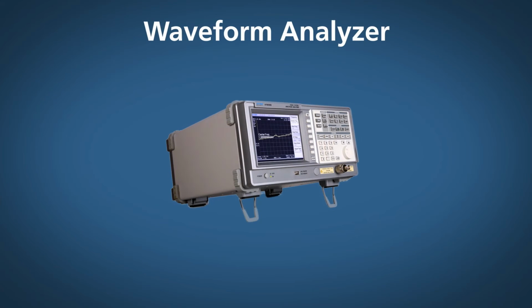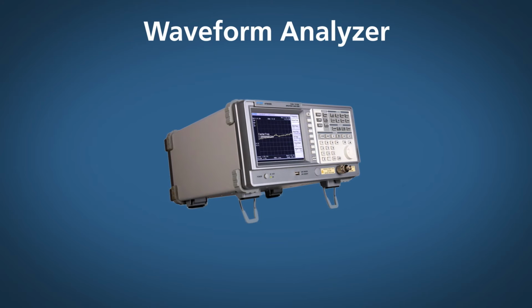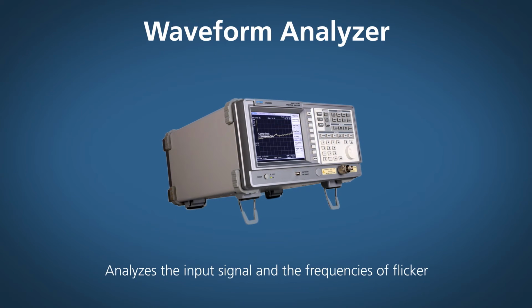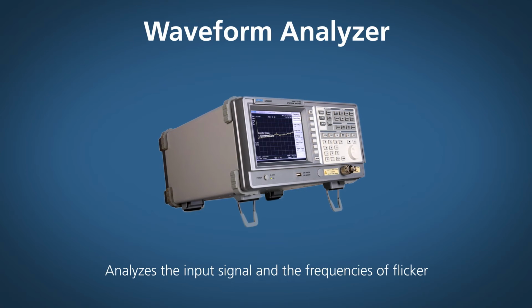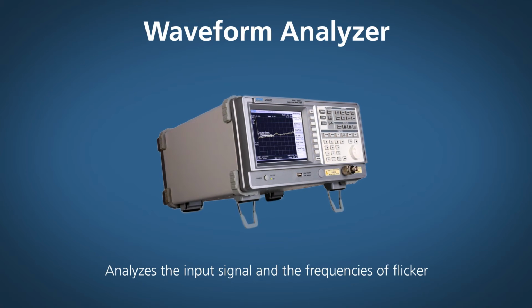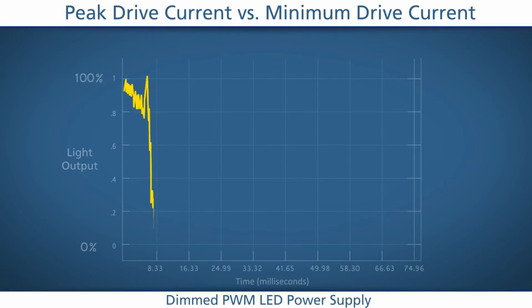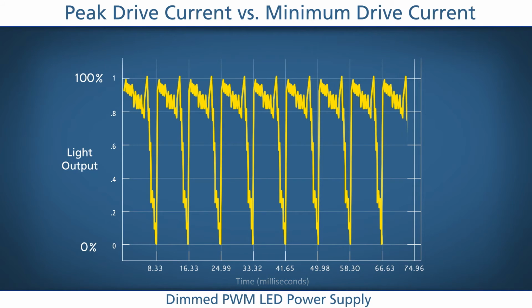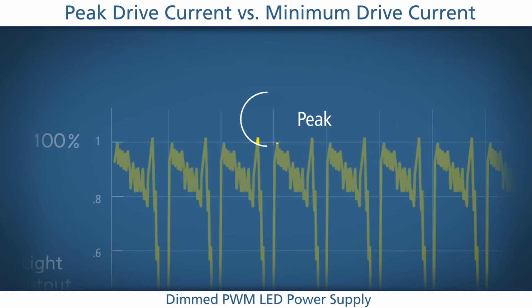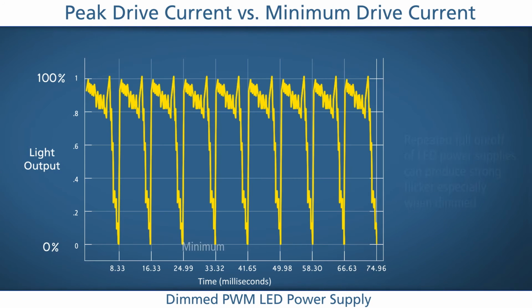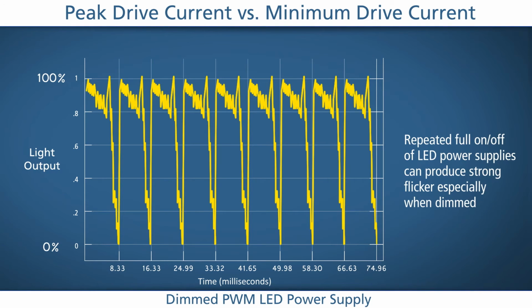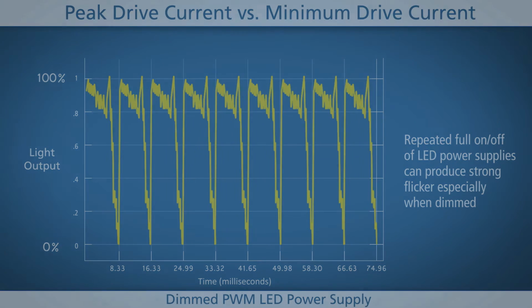First, we can use a waveform analyzer to observe the exact wave shape of the electrical signal from the LED dimming power supply to the LED array. Here are critical factors to look for. Find and record the peak drive current coming from the LED power supply to the LED. Then find the minimum drive current, especially at various dimming levels.